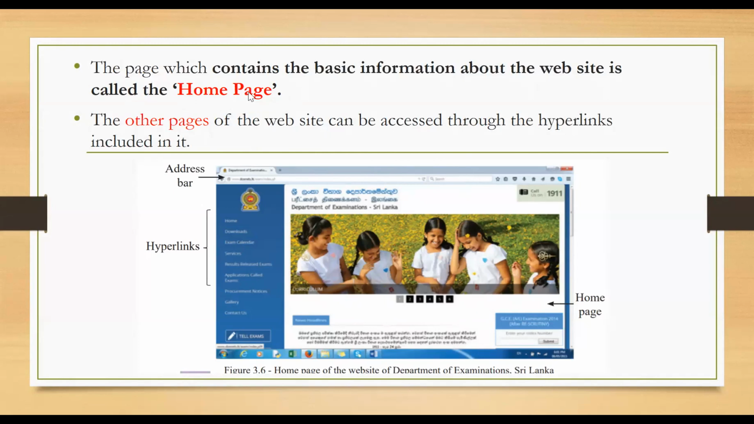This home page, okay, contains the basic information about the website.